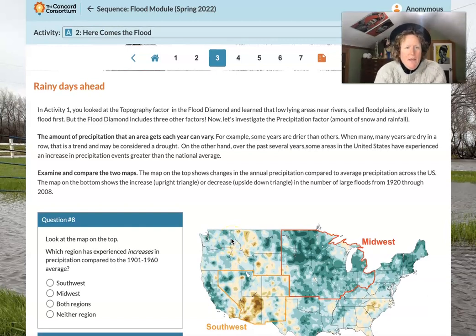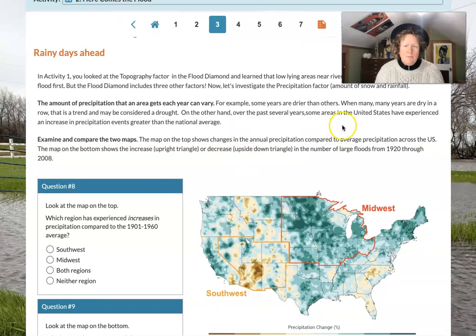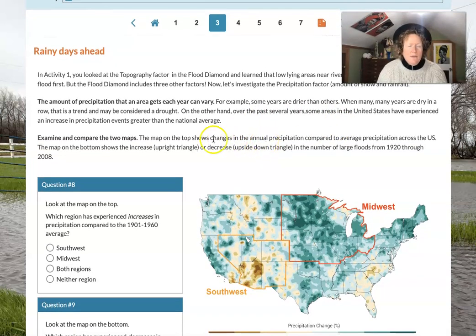So rainy days ahead. In activity 1, you looked at the topography factor in the flood diamond and learned how low-lying areas near rivers called floodplains are likely to flood first. But the flood diamond includes 3 other factors. Now let's investigate the precipitation factor, the amount of snow and rainfall. The amount of precipitation that an area gets every year can vary. For example, some years are drier than others. When many, many years are dry in a row, that trend can be considered a drought.